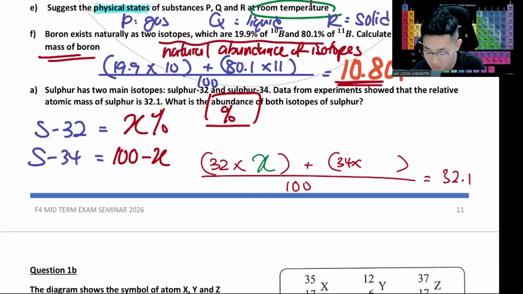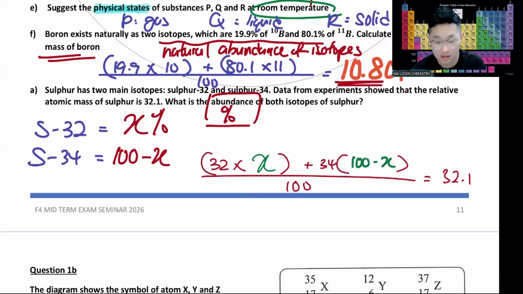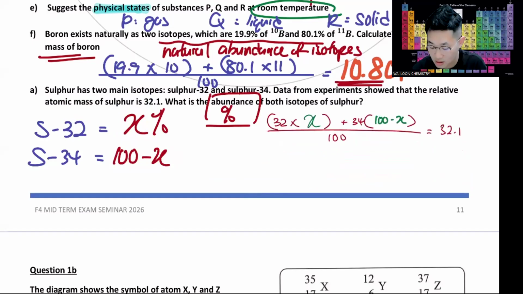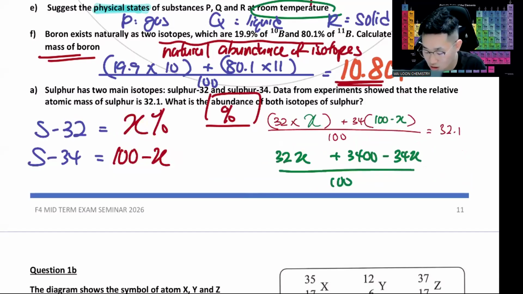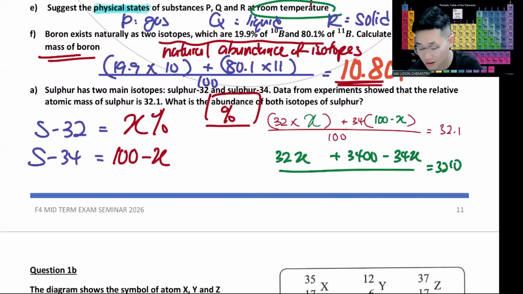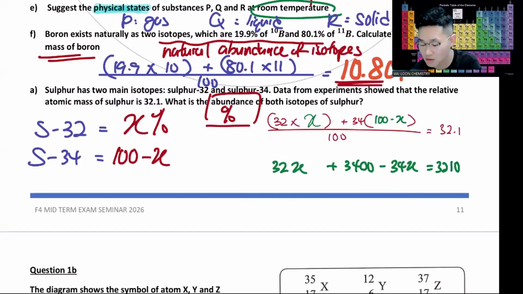Okay, so this is what you have to do. 34 times (100 minus X). So 32X plus 3,400 minus 34X, divided by 100 equals 32.1. So I move the 100 to this side and make it 3,210. Okay, I already moved the 100 over to the other side. Then just solve the remaining one like mathematics.